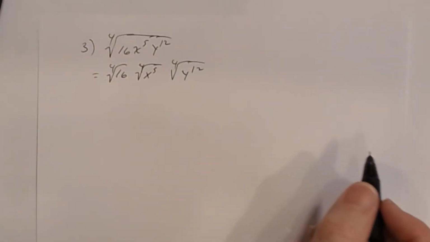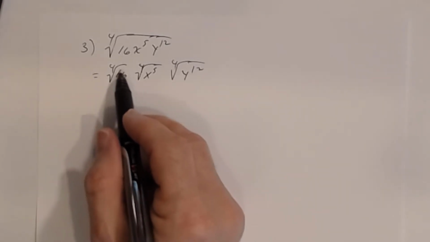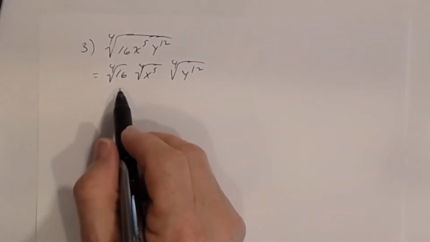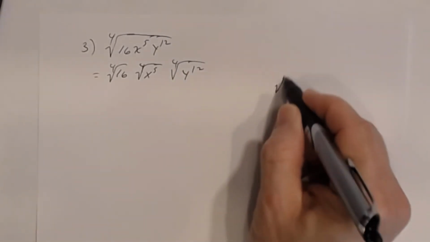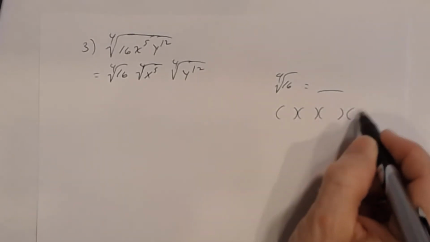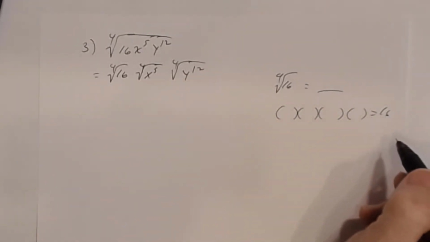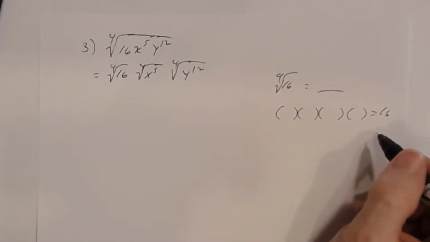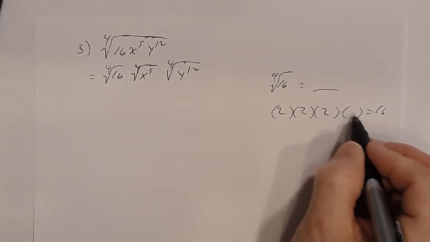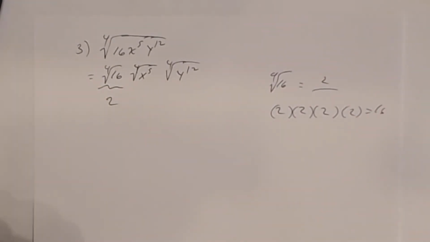Okay? Now, look at that 16. First of all, ask yourself, is the fourth root of 16 a whole number? Meaning, is there some number times itself 4 times that is 16? And the answer is yes. It is 2, right? 2 times 2 is 4. 4 times 2 is 8. 8 times 2 is 16. So right away we know this is 2.